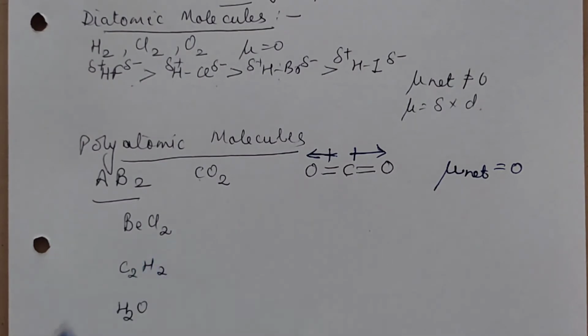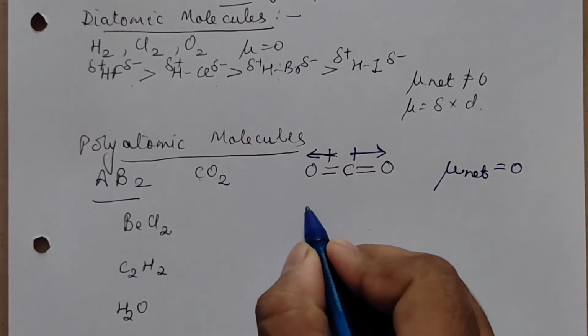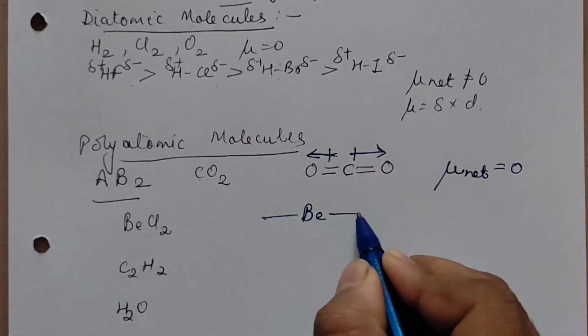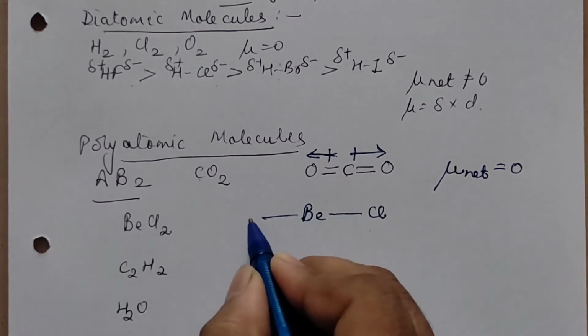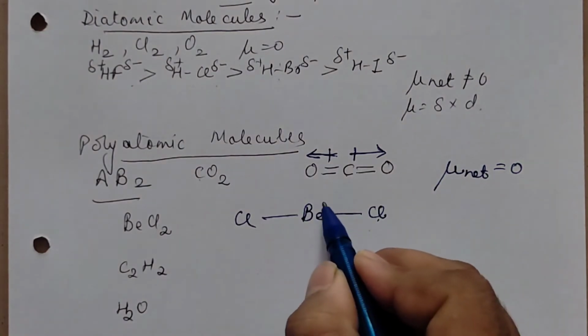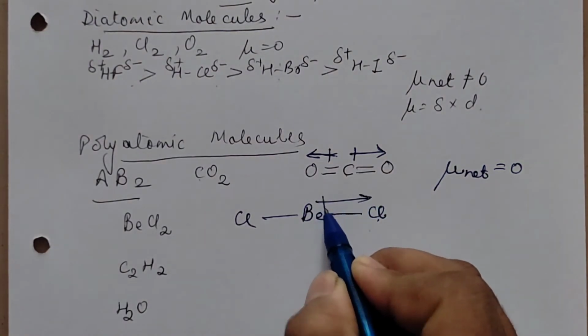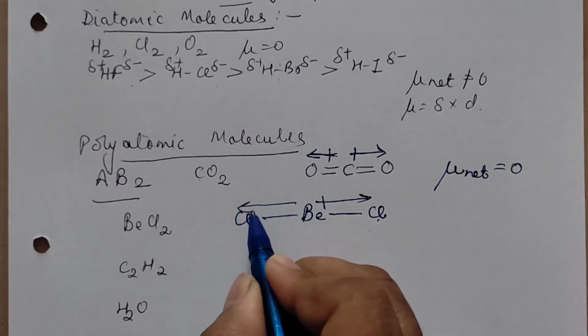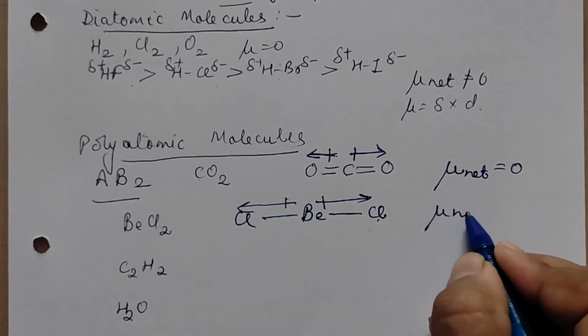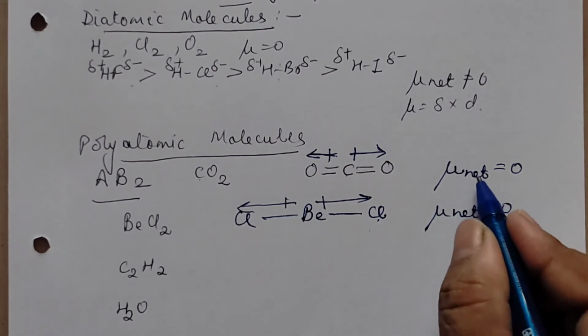Then let us consider BeCl2. Be will be the central atom and we know it's a linear molecule. It's not always true that two surrounding atoms means it will be a linear molecule; that also depends on how many lone pairs of electrons are there. Chlorine is more electronegative, so this bond dipole moment will be towards the right hand side, and the other bond dipole moment will be equal and opposite in direction. Net dipole moment is 0. It's a non-polar molecule.